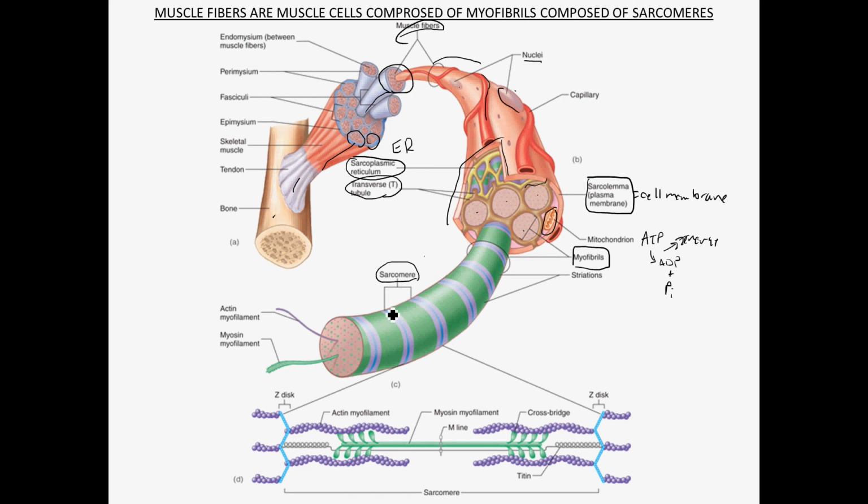And so a sarcomere is going from this to this, and then I have another sarcomere here and another sarcomere here, so this would be a sarcomere, and that would be a sarcomere, and this would be a sarcomere here, right?